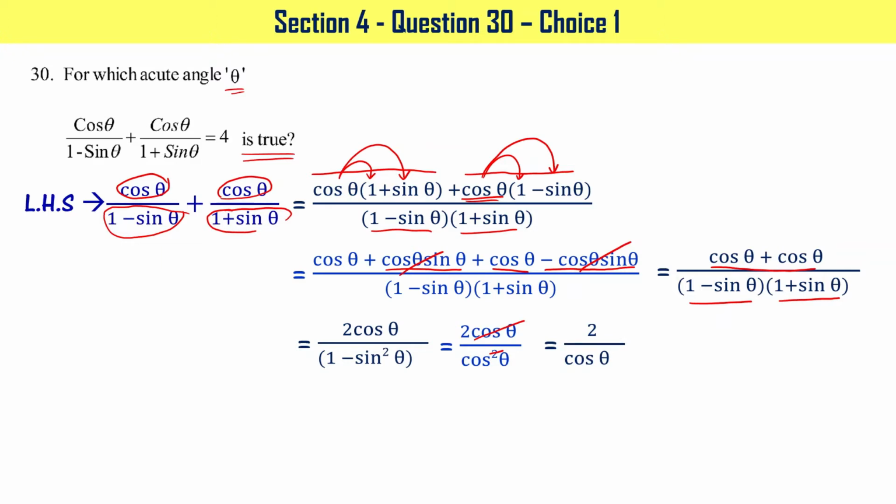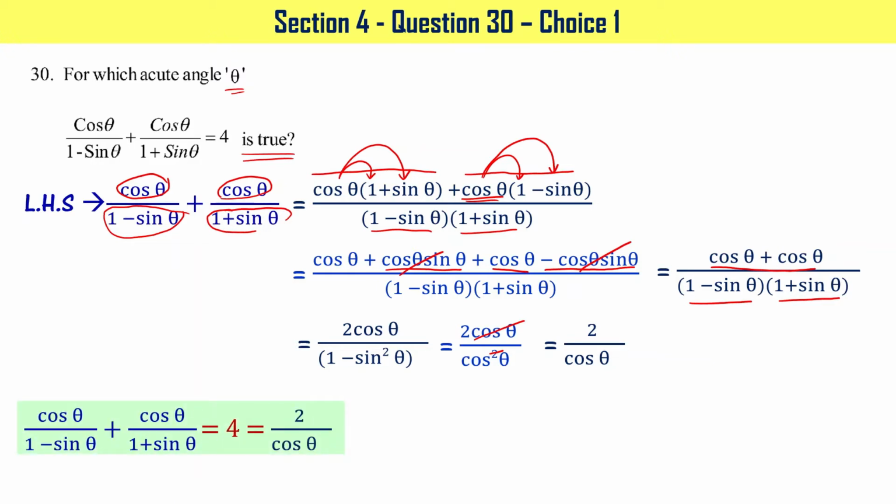Let's now equate LHS to RHS. That says cos theta divided by 1 minus sine theta plus cos theta divided by 1 plus sine theta equal to 4. That is equal to 2 by cos theta, right? It means 2 by cos theta equal to 4. It means cos theta equal to 2 by 4, that is equal to half.